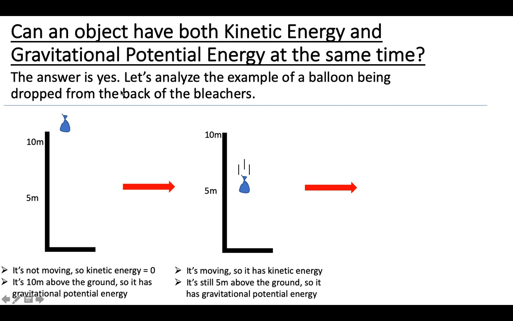So now if you didn't believe me up here at the top that my answer was yes, can it have both at the same time? Right here in the middle is all the evidence you need. The water balloon's moving, so it has kinetic energy, and it still has some height from the ground, so it also has gravitational potential energy. So in this middle picture, it does have both. It started out with only gravitational. Now it has both.